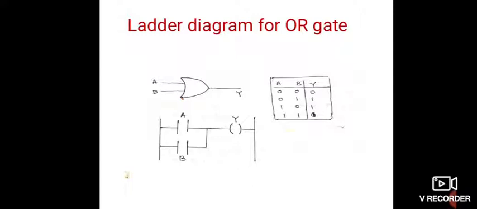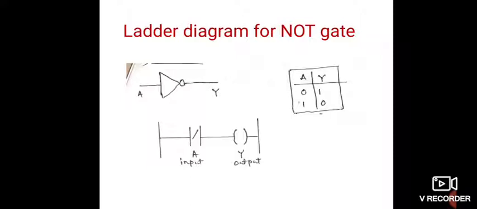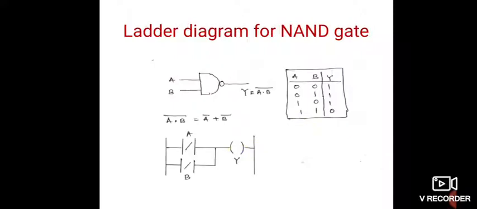The third one is the NOT gate, which has only one input and only one output. If the input is false, the output is true. If the input is true, the output is false. That is, an inverted input is used here. Whatever the input, the output will be the inversion of the input.